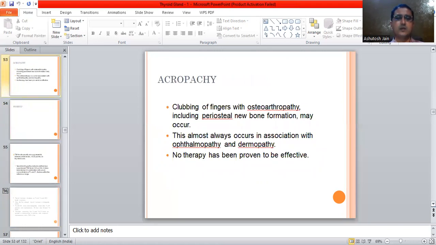Acropathy. Clubbing of fingers with osteoarthropathy, including periosteal new bone formation, may occur. This almost always occurs in association with ophthalmopathy and dermopathy. No therapy has been proven to be effective.